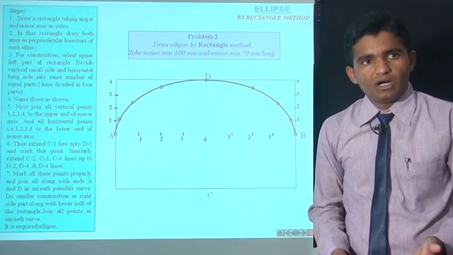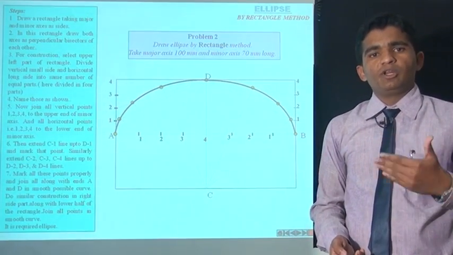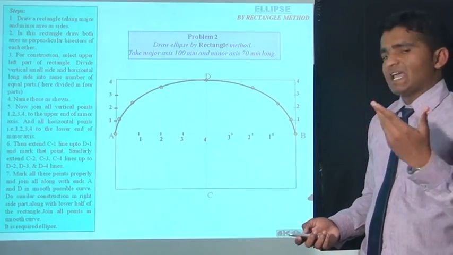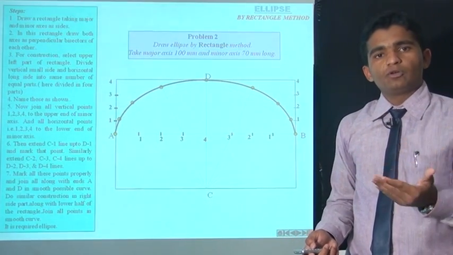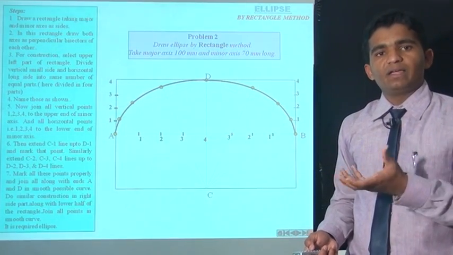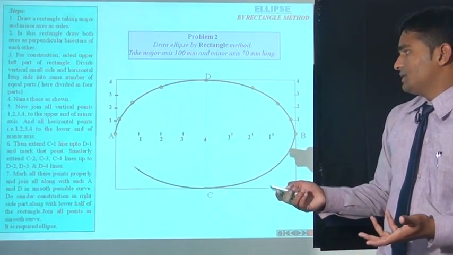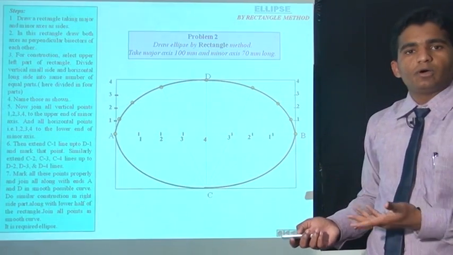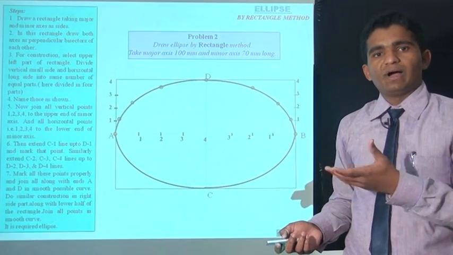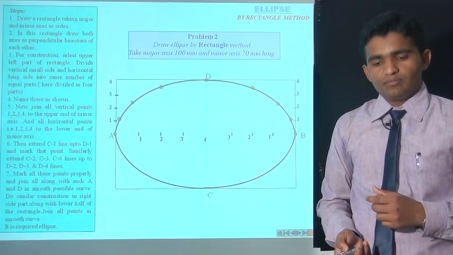Now for below the AB line, do the same procedure as done above the line AB. Okay, so we will get the full ellipse by the rectangle method.